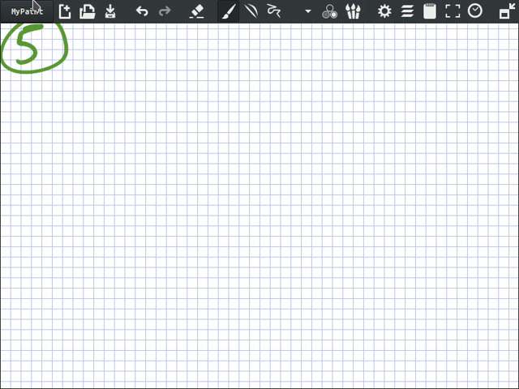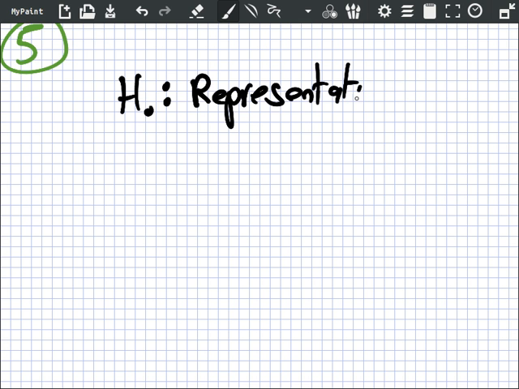A researcher would like a representative sample of men and women from a population of 60% male and 40% female. The researcher selects 25 men and 24 women. Accept or reject the null hypothesis that that is representative. So the null hypothesis is that it's representative, and the alternative is that it's not.